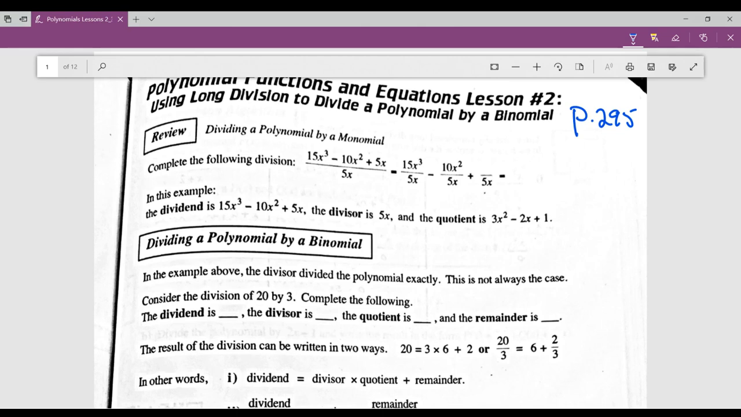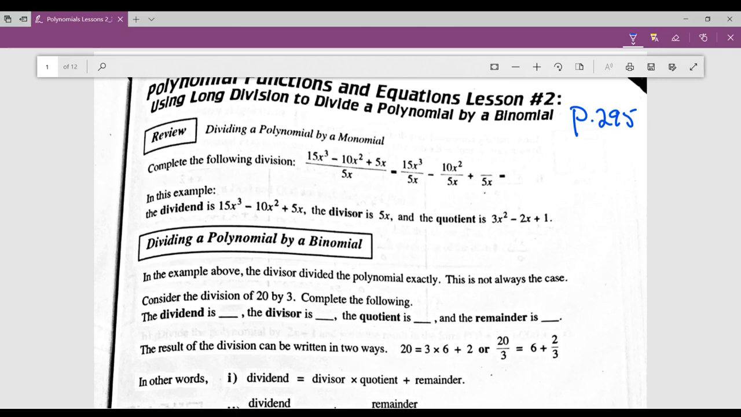Anyway, this is going to be lesson 2 and 3. They are both very short lessons. We are going to start with long division of polynomials. I know many of you have not done long division since grade 5 or something, so we're going to do a quick reminder.